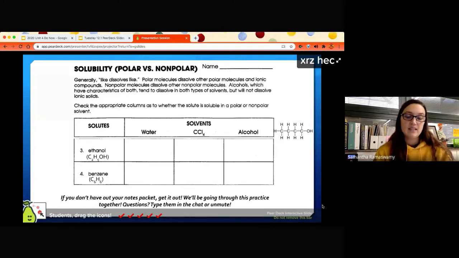Benzene is nonpolar. So if benzene is nonpolar, it will dissolve in other nonpolar solvents and in alcohols because alcohols exhibit nonpolar aspects as well. So benzene will dissolve in CCl4 and alcohol because CCl4 is nonpolar. So in terms of these solvents, you have water, which is polar, CCl4, which is nonpolar, and alcohols, which exhibit both. So you should have all three checked for ethanol. You should have CCl4 and alcohol checked for benzene.